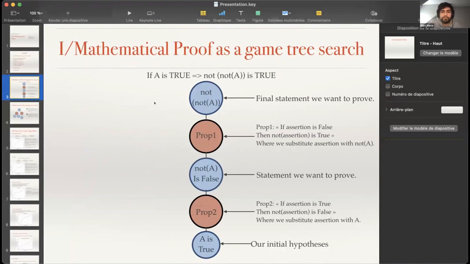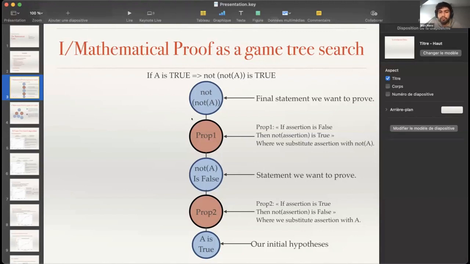So imagine you want to prove the statement, if A is true, not A is true. For that, we put the conclusion of our theorem, not A is true, as a root in the tree. So this is the final statement we want to prove. Then we seek a Metamath proposition that fits this conclusion. So for example, in this case, proposition one says, if assertion is false, then not assertion is true. So now we use the Metamath substitution, where we substitute in proposition one the variable assertion with not A.